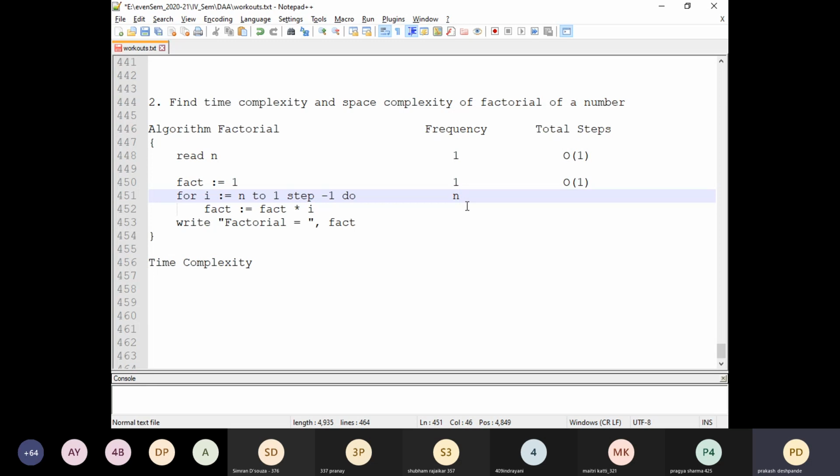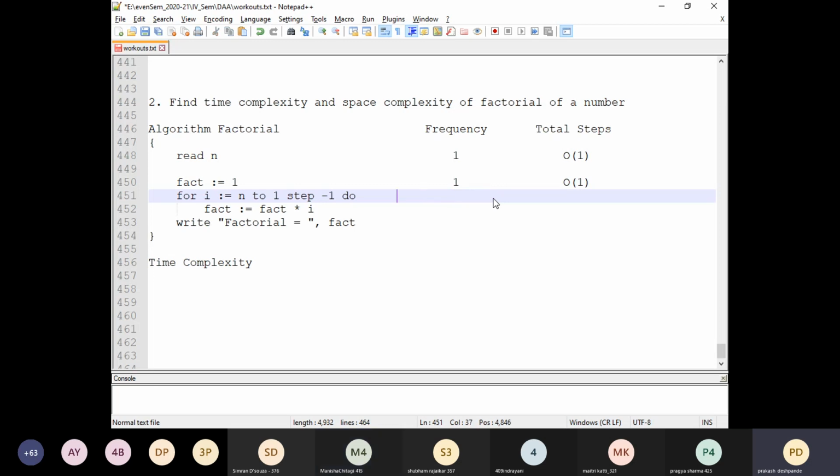N plus 1. Any other answers? How is it n plus 1 times? No, I thought it's step plus 1. That's it. No, it's n plus 1. How is it n plus 1?